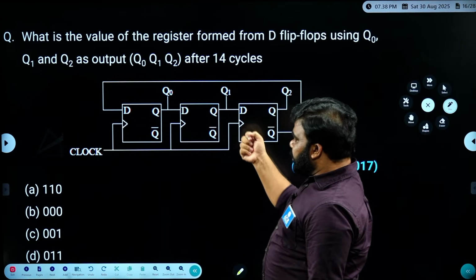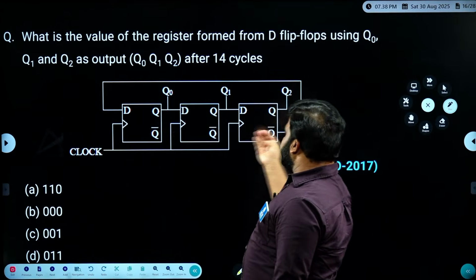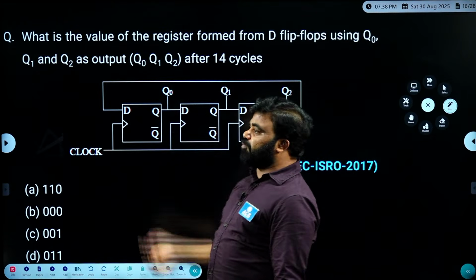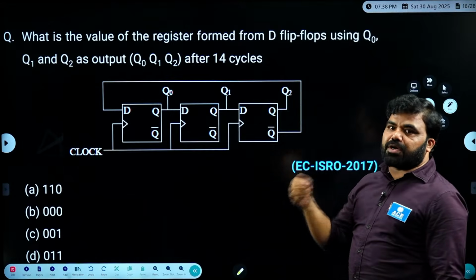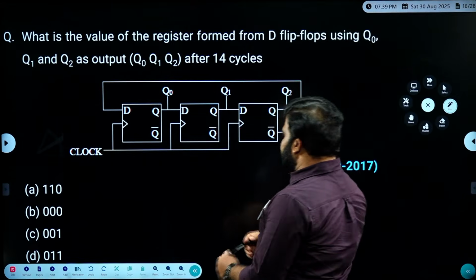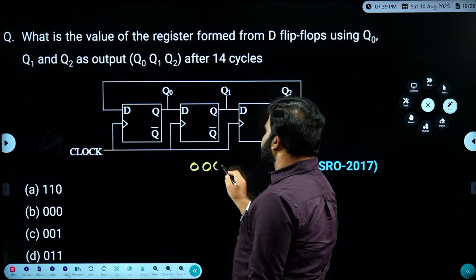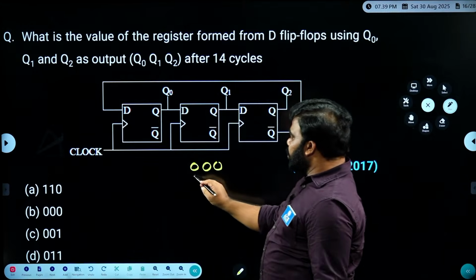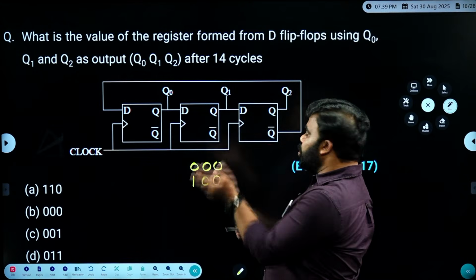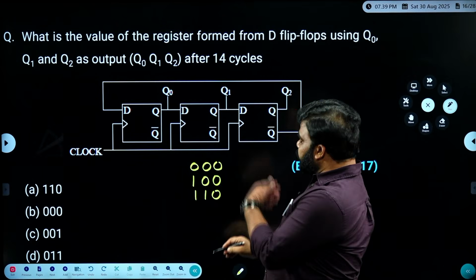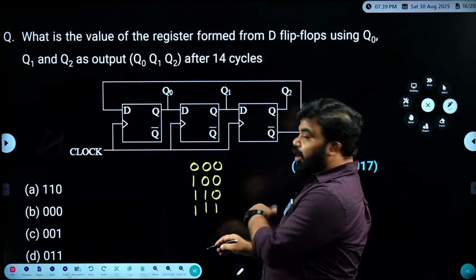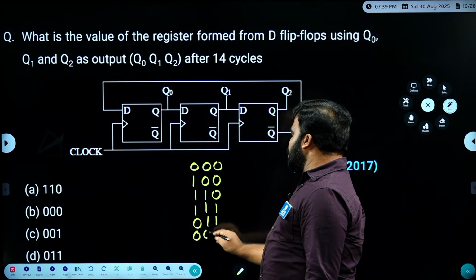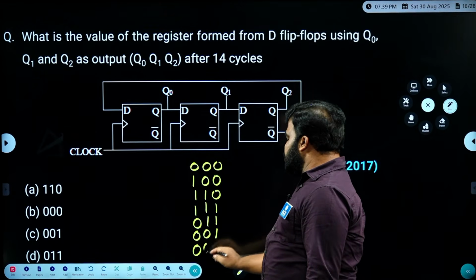So what is it here? If you are observing correctly, the complement of the last flip-flop output applied as input to the first flip-flop results in a twisted ring counter or Johnson counter. If 0, 0, 0 is the initial state, after a clock cycle the state is 1, 0, 0. After one more clock cycle, 1, 1, 0. Then 1, 1, 1. Then 0, 1, 1. Then 0, 0, 1. Then 0, 0, 0.